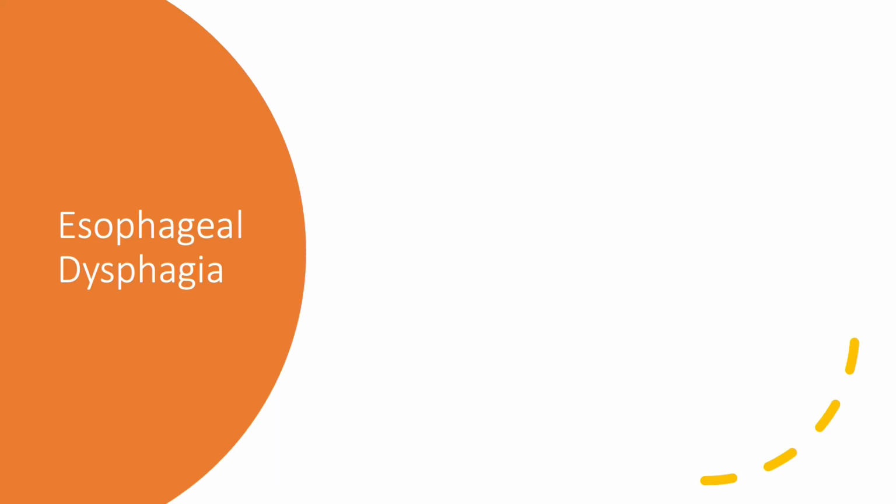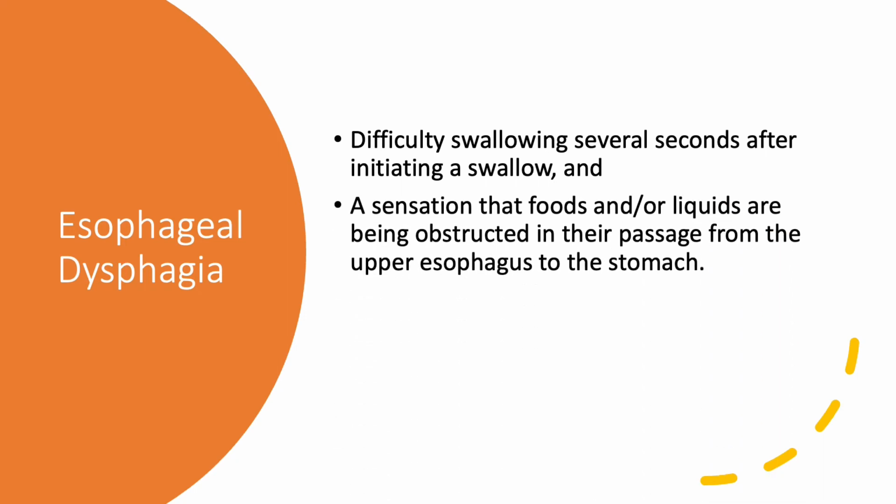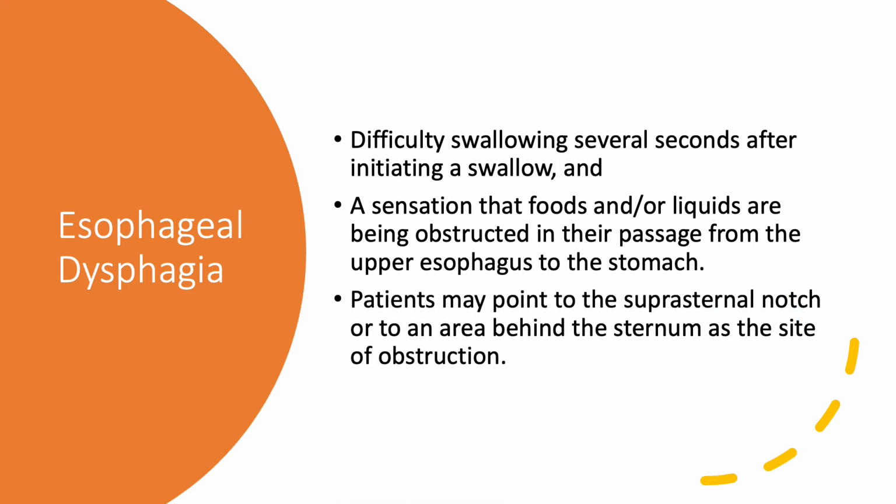Patient with esophageal dysphagia, on the other hand, commonly reports difficulty swallowing several seconds after initiating a swallow, a sensation that food and or liquid are being obstructed in their passage from the upper esophagus to the stomach. Patient may point to the suprasternal notch or to an area behind the sternum as the site of obstruction. A critical component of the medical history is determining the type of food that produces symptoms. Is it solid, liquids, or both?